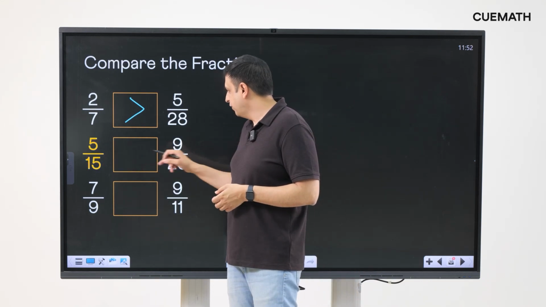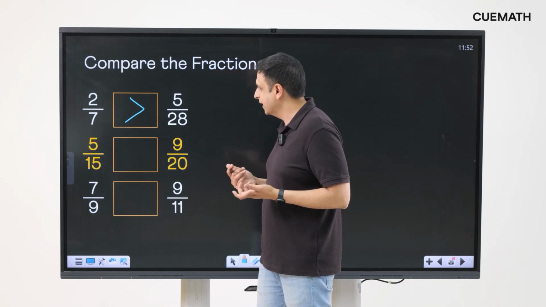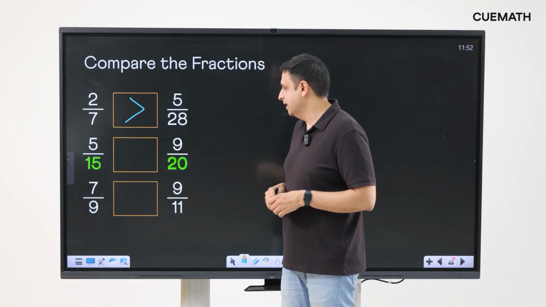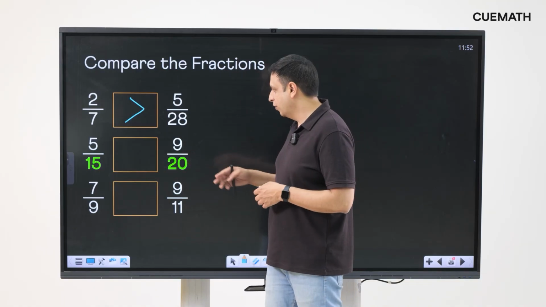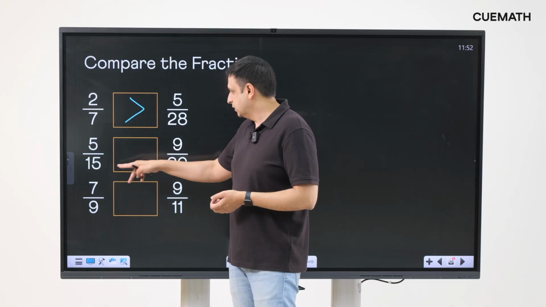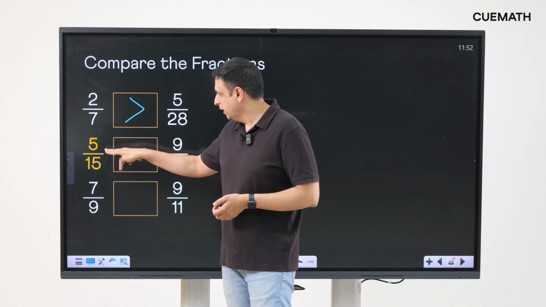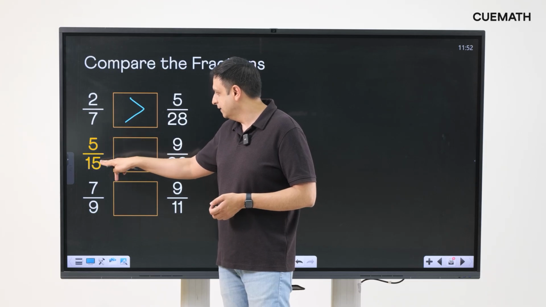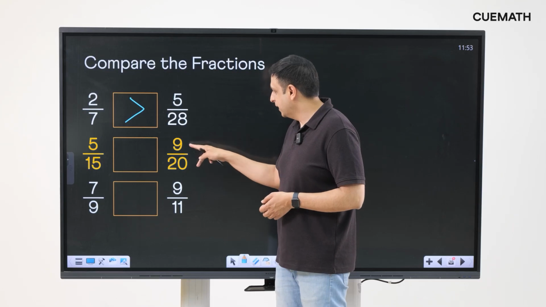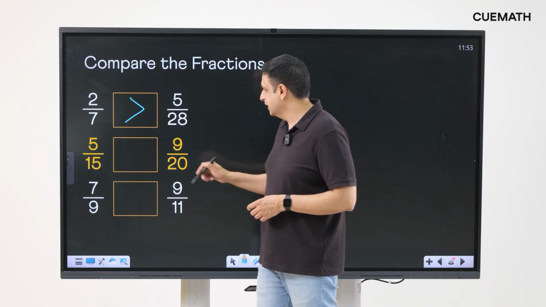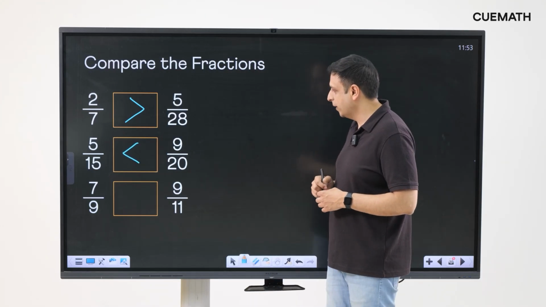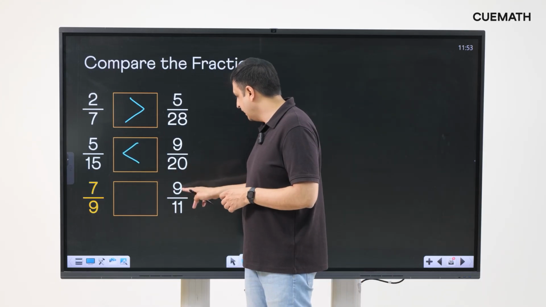What about 5 over 15 and 9 over 20? So the first common multiple of 15 and 20 is 60, and therefore we'll convert both fractions into equivalent fractions with the denominator 60. So multiply above and below by 4, you get 20 over 60, and here you multiply above and below by 3, you get 27 over 60, and therefore 5 over 15 is less than 9 over 20.